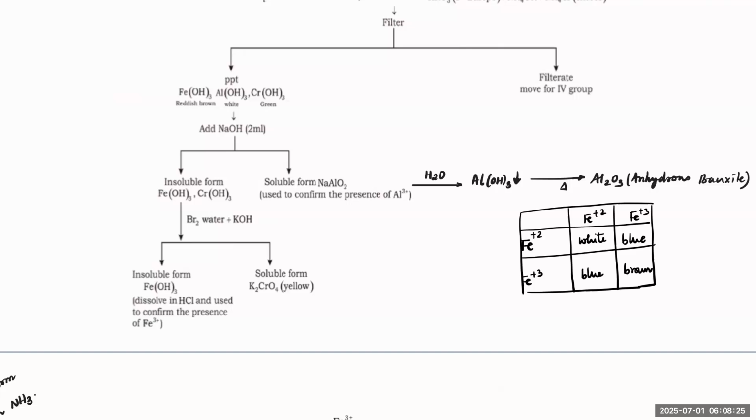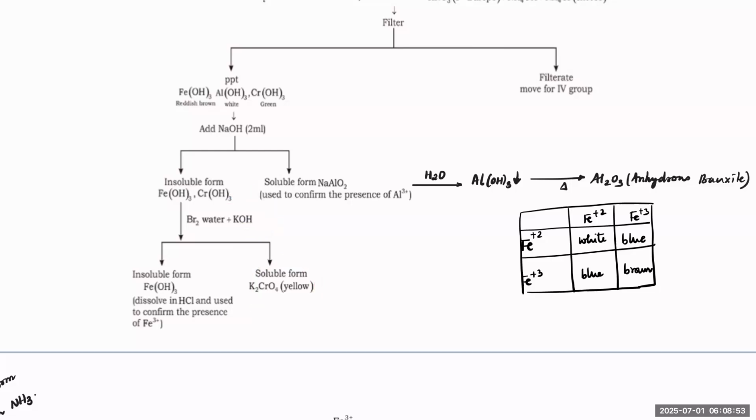Now, out of these two precipitates, if we add some bromine water and KOH, and it remains insoluble, it means it is iron. And if it becomes soluble, it is chromium. Because chromium will get dissolved with bromine water, because bromine water is an oxidizing agent. That will oxidize this Cr+3 into Cr+6, which is K2CrO4, a yellow color solution.